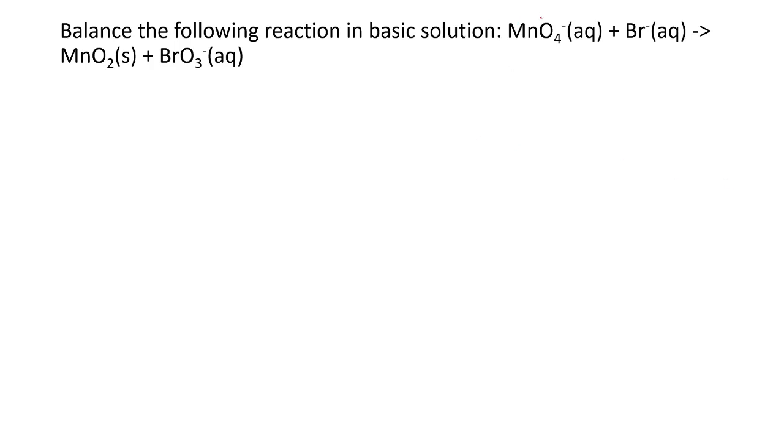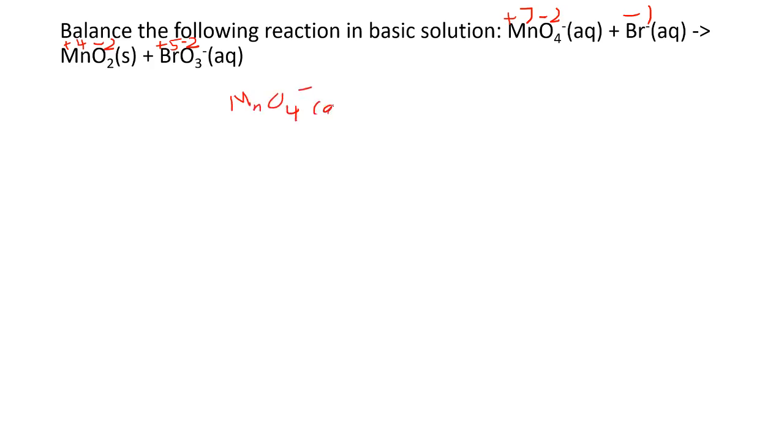So assigning oxidation states, oxygen's a -2, manganese is a +7, Br- is a -1, oxygen is a -2 here, manganese is a +4, oxygen is a -2 here, and then our bromine is a +5. So we have to split it into the 2 reactions. So I'm going to start with my manganese reaction where it went from +7 to +4, which means it's gaining 3 electrons there.